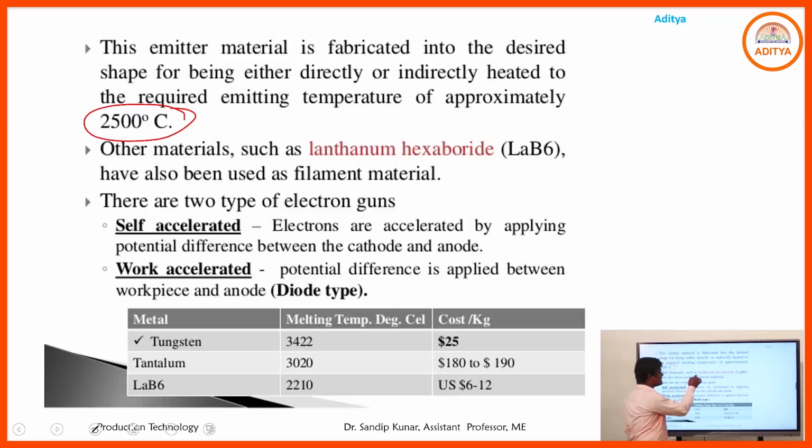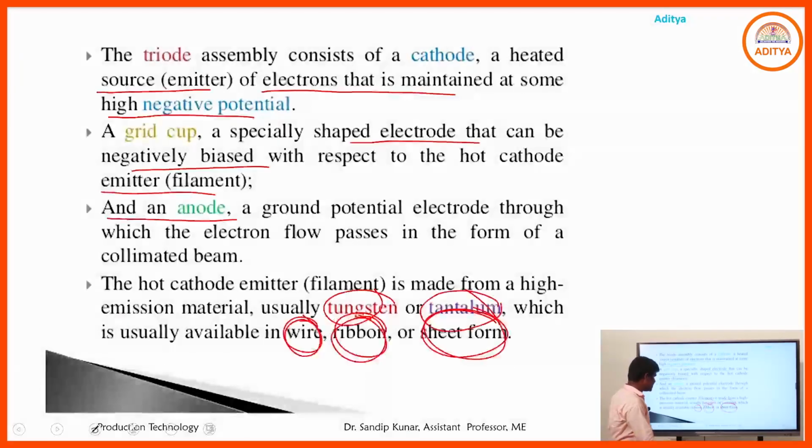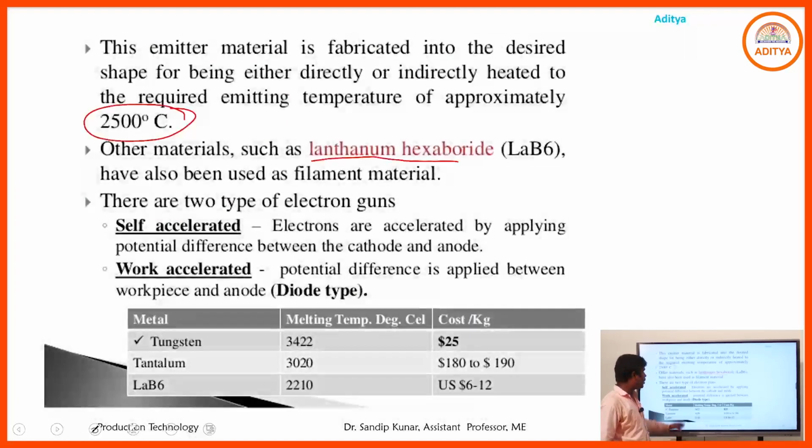Other materials such as lanthanum hexaboride, LaB6, are also used as a filament material. Tantalum and tungsten are also used for making the filament material. Another material, LaB6, we have also used.